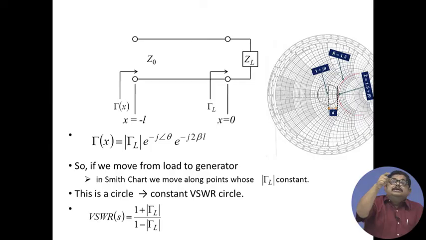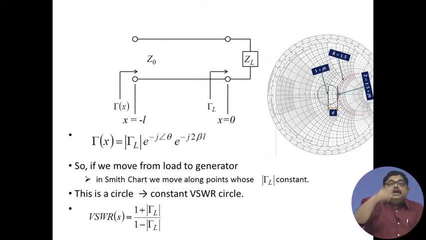Now, gamma L is a complex quantity, so we break it into a magnitude part and a phase part: magnitude of gamma L times e to the power minus j theta. Then, due to movement by a distance of L, I acquire a phase e to the power minus j 2 beta L. This is the simple transmission line behavior as we move from load to generator. What is the equivalent in the Smith chart?